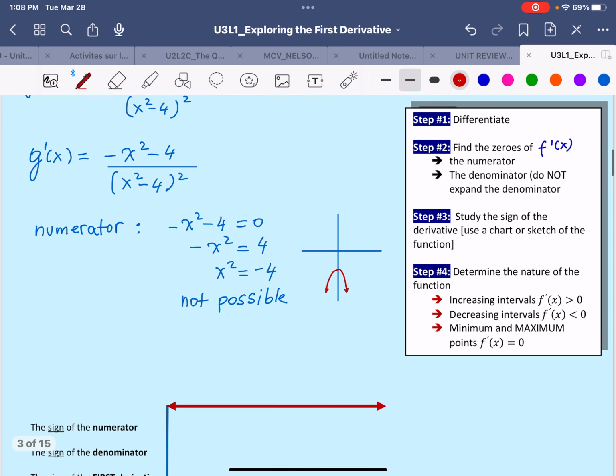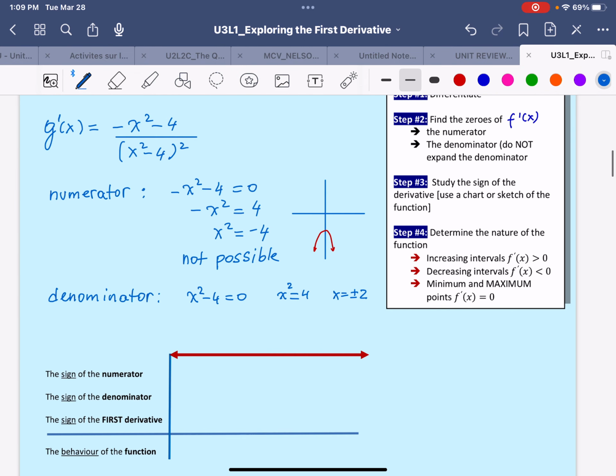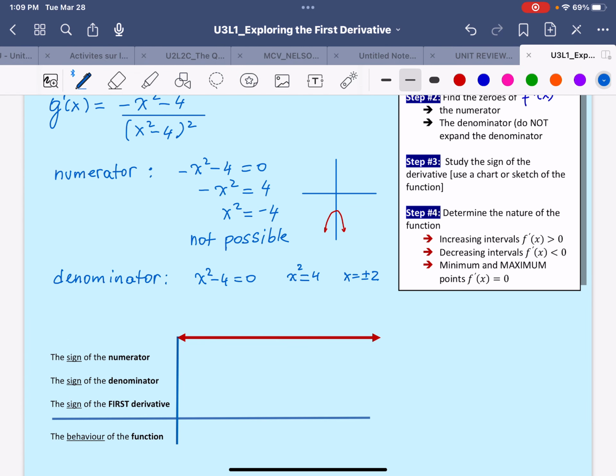Now let's study the sign of the denominator. In the denominator, we have x squared minus 4 to the power of 2. So we'll study the sign of x squared minus 4 by making it equal to 0. And as you can see here, we get x squared equals 4, or x equals plus or minus 2. So these are key values that we're going to need to use in order to determine the sign of the denominator. We're going to use this little chart here to determine the sign of the entire derivative. The red line here represents the number line.